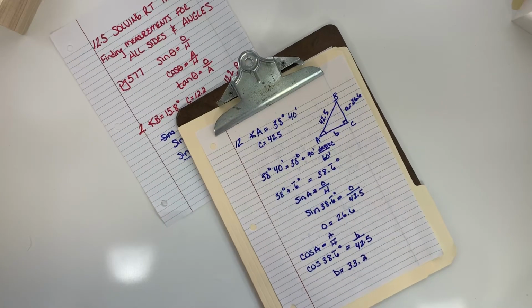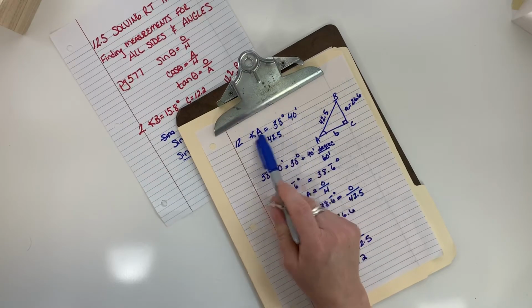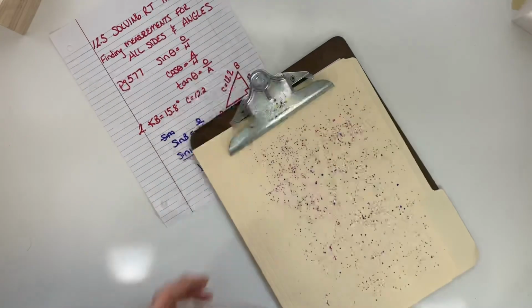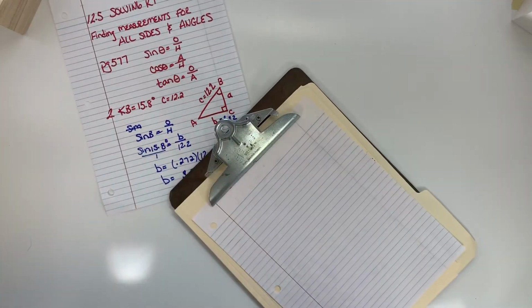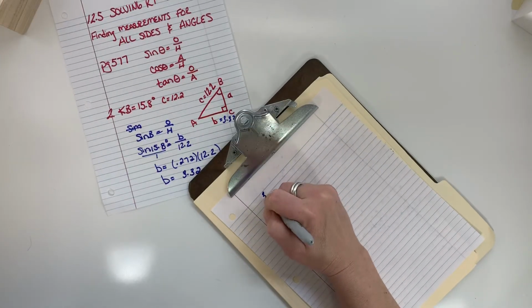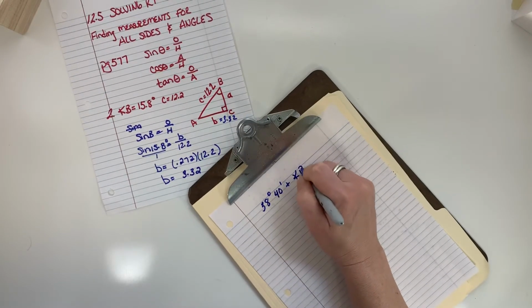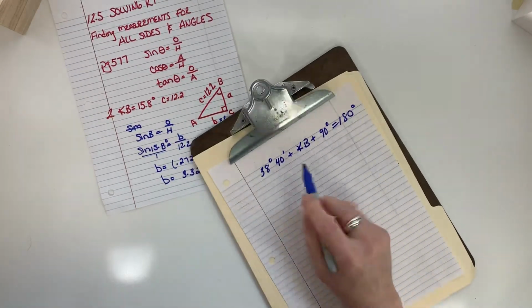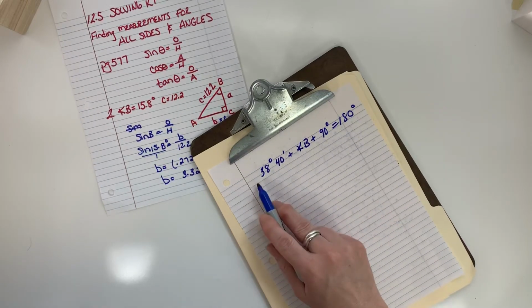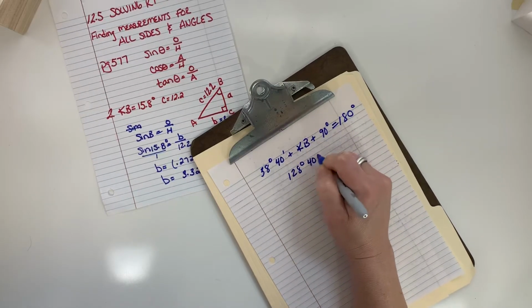The last thing that we need to do is find out what angle B is. This is going to take a minute because we want angle B to be in degrees and minutes, just like it was given in angle A. So let me show you how to do this. If we sum the angles of our triangle, we are going to have 38 degrees and 40 minutes plus angle B plus 90 degrees, that's angle C, is equal to 180 degrees. So we're going to add this up. 90 plus 38 degrees and 40 minutes gives us 128 degrees and 40 minutes.